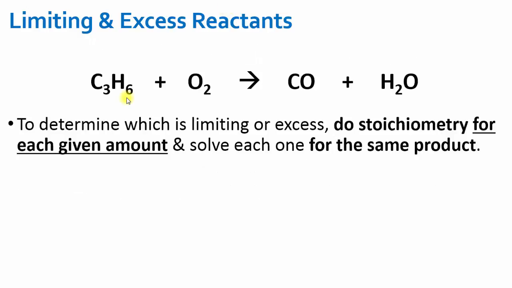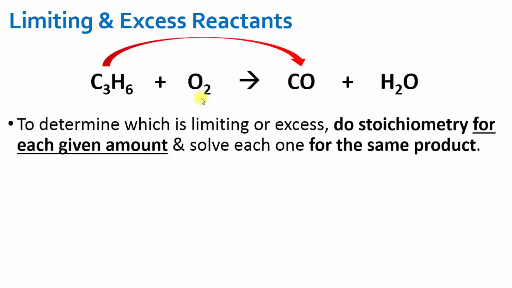So let's say in this example of combustion, we want to figure out how much carbon monoxide can be made. So here's my carbon monoxide. And I've got some amount of both C3H6 and oxygen. And I need to figure out which is going to be the limiting reactant, which is going to be the excess reactant. Well, what we would do is we would do stoichiometry twice. You do it once, starting with C3H6, figure out how much carbon monoxide you can make.